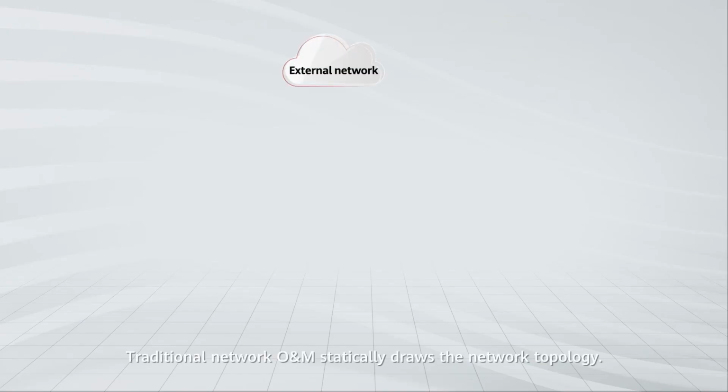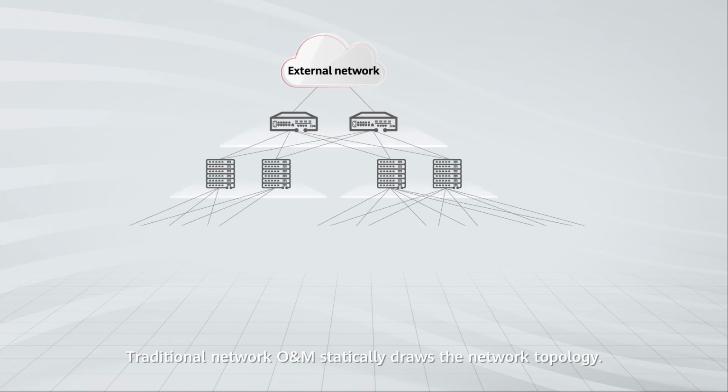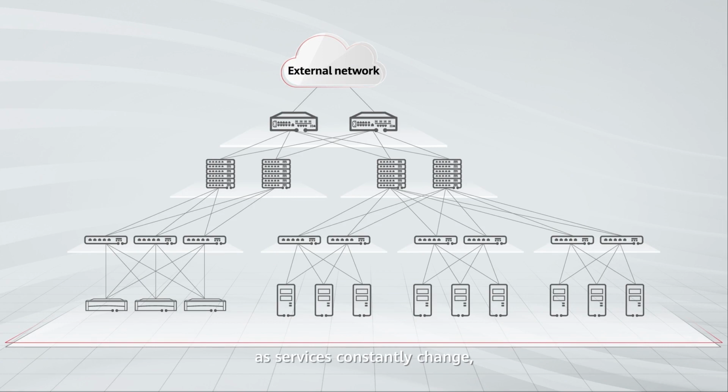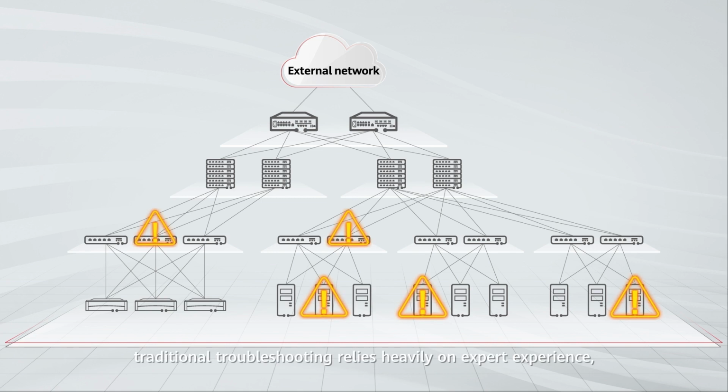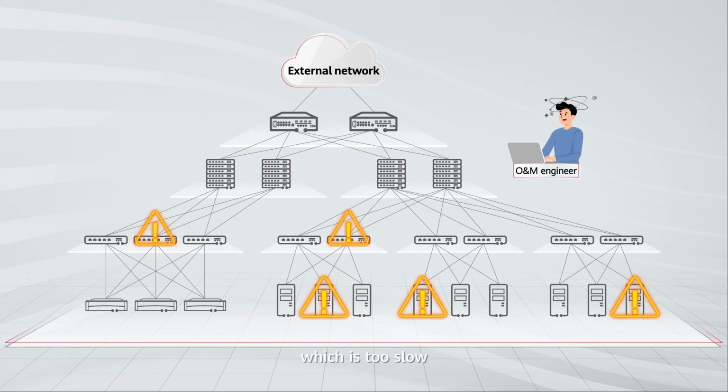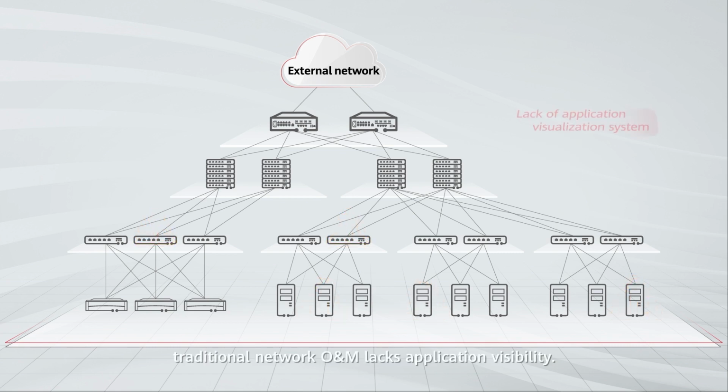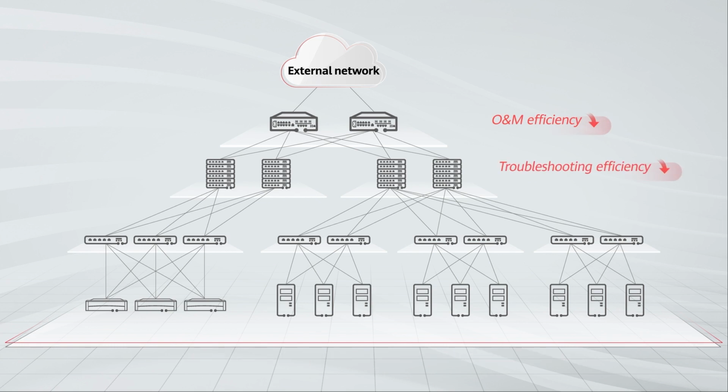Traditional network O&M statically draws the network topology. However, as services constantly change, the static topology view is prone to distortion and is difficult to maintain. Worse yet, traditional troubleshooting relies heavily on expert experiences, which is too slow for handling an application fault on the network. In addition, traditional network O&M lacks application visibility. The invoking relationships between applications, traverse networks, and application paths are invisible, affecting O&M and troubleshooting efficiency.